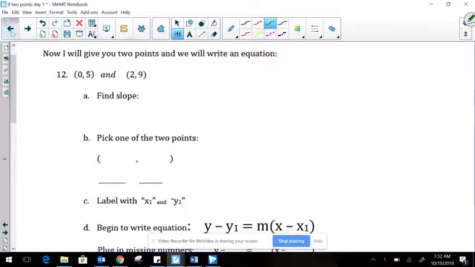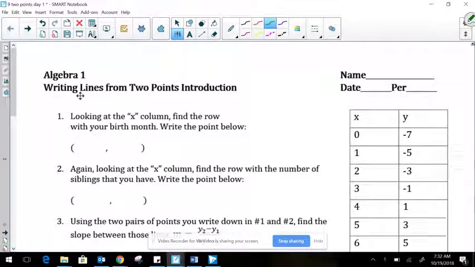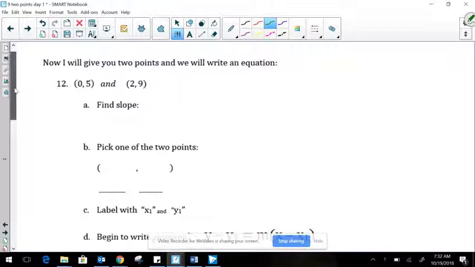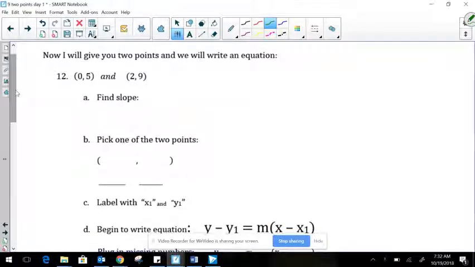Hello there. Today we are going to write a line from 2 points, and this is the introduction. So this is the first time we're doing this. We're actually going to flip over to the back side of the page, though, number 12. Okay, so I'm giving you 2 points here, and we're going to write an equation.